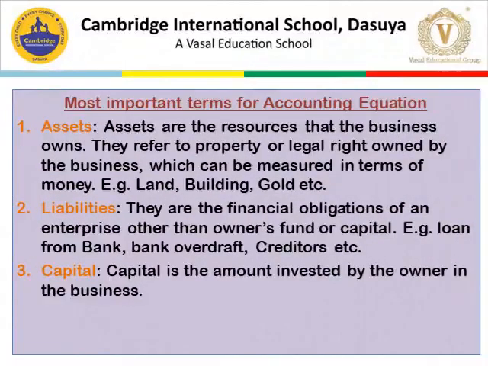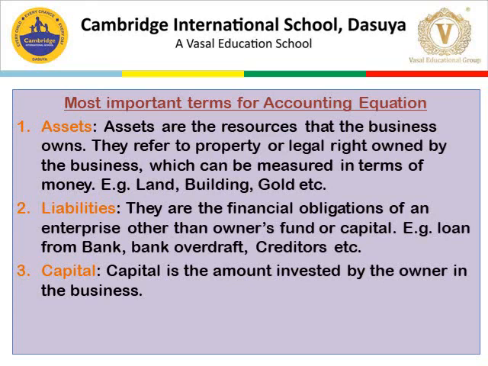For this chapter, Accounting Equation, let's recap what we have learned in the previous classes. There are three most important terms for doing this chapter. These are as follows. Number one, assets. Assets are the resources that the business owns. They refer to the property or legal right owned by the business, which can be measured in terms of money. Example, land, building, gold, etc.